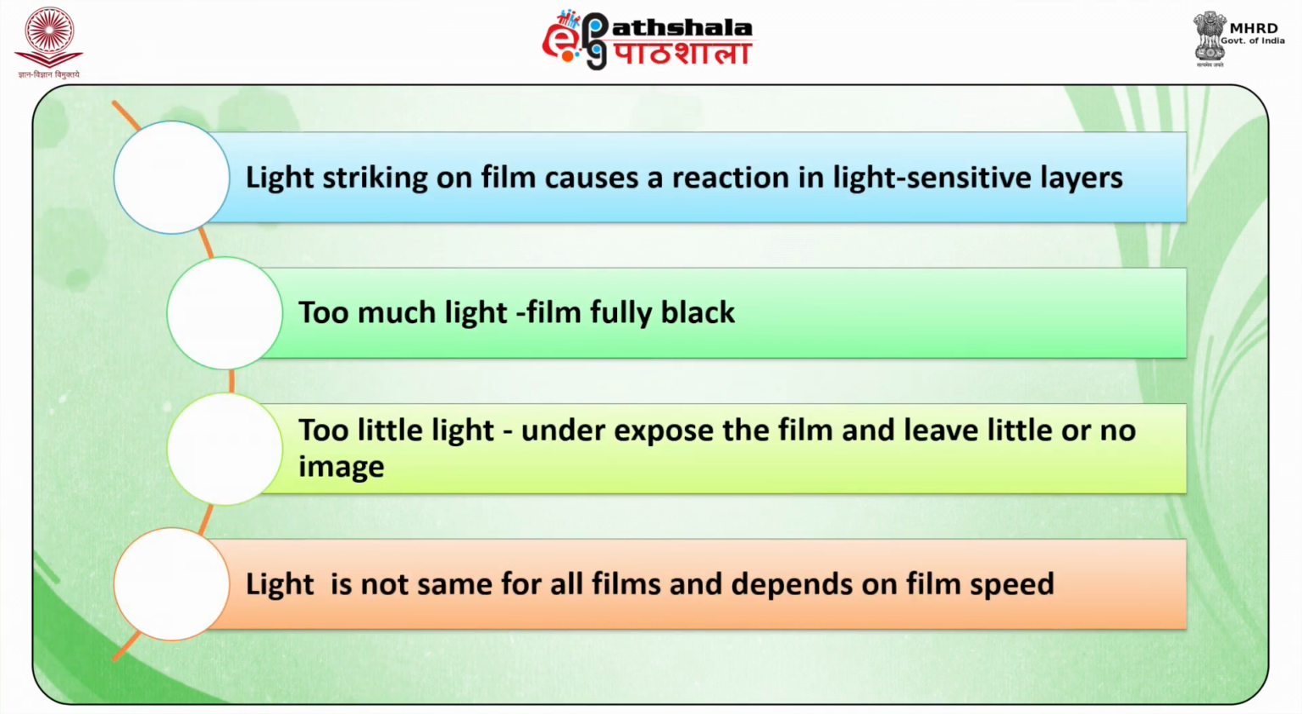Light striking on film causes a reaction in light sensitive layers. The extent of the reaction is dependent upon the amount of light hitting the film. Too much light will overexpose the film, which will make it fully black in the extreme case. Too little light will underexpose the film and leave little or no image. An exact amount of light needs to strike the film to get the best result. The amount of light required is not the same for all films and depends on film speed.